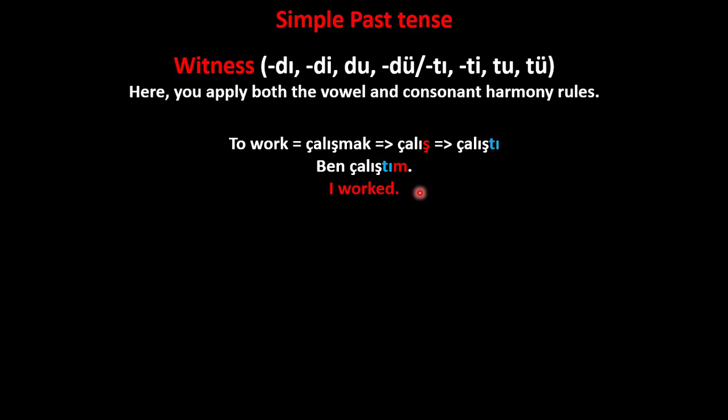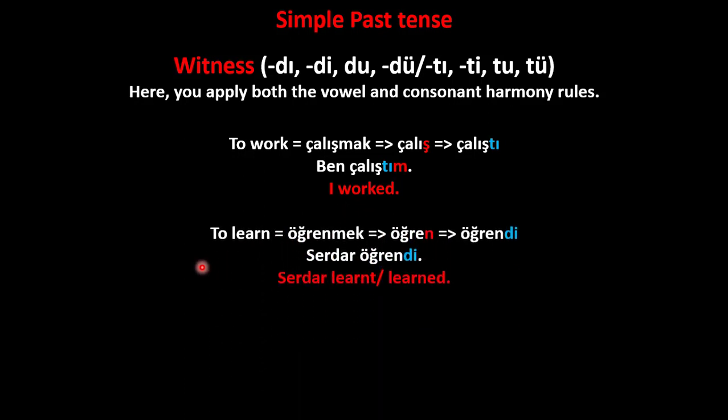I worked. Another example. The verb to learn is öğrenmek, which gives öğren, then öğrendi. Now let me mention here that just as we saw earlier, the vowel and consonant harmony rules still apply. So you see here we chose d here instead of t. Why did we choose the d? Because the last letter here is an n. The n is a soft consonant, and therefore the next consonant must agree with it.